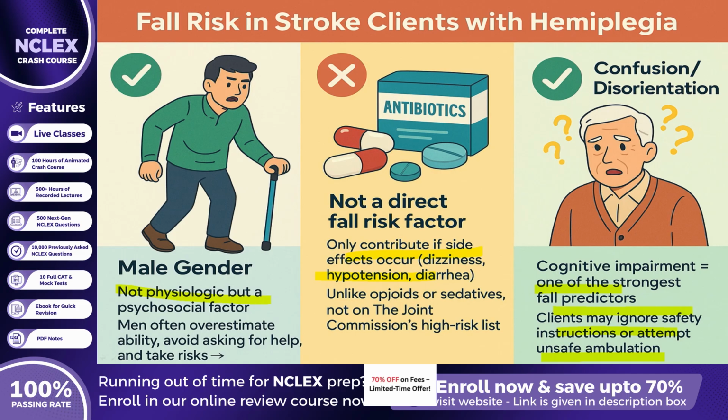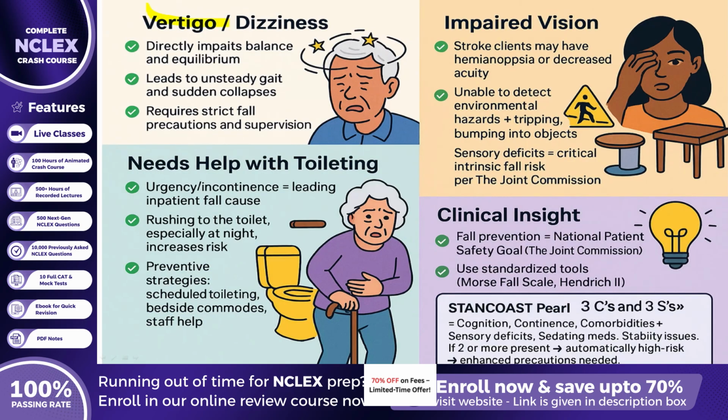Moving on to option 4, the client has vertigo. This is correct as vertigo directly disrupts balance and equilibrium, resulting in unstable gait and potential sudden collapse. Clients with vestibular dysfunction or stroke-related dizziness need strict fall precautions, including bed alarms, supervision, and assistance when ambulating.